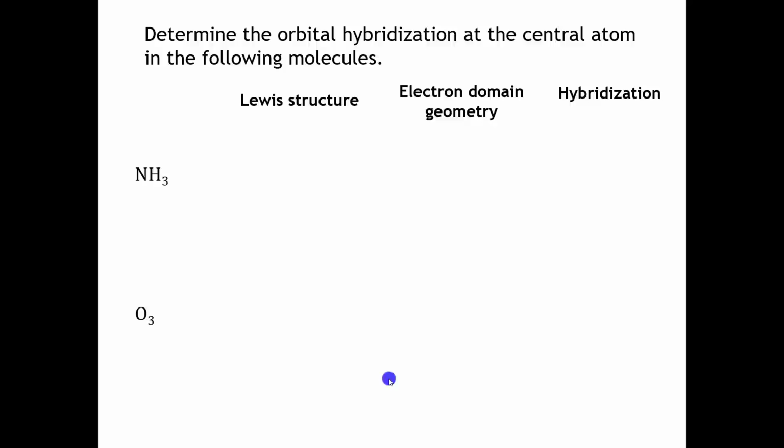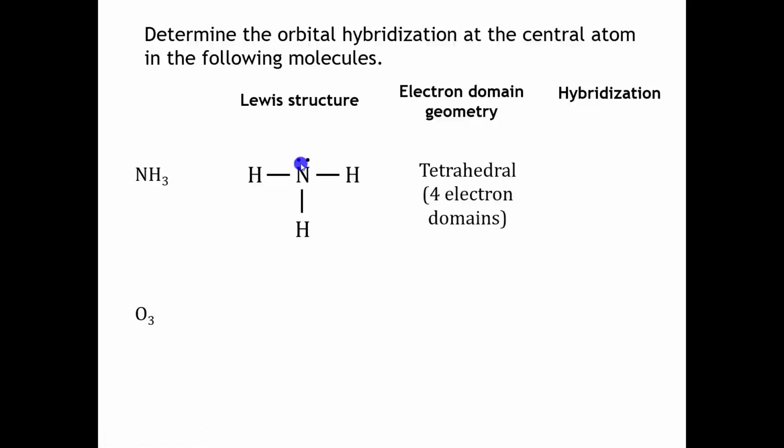Okay, welcome back. Let me walk you through the answers and see if they agree with what you worked out on your own. Let's start with the ammonia molecule. So the Lewis structure for NH3 is shown here. This molecule has 8 valence electrons. So we get 3 bonds to the central nitrogen atom and 1 non-bonding electron lone pair. That means the electron domain geometry at nitrogen is tetrahedral because there are 4 electron domains. And therefore, the hybridization must be sp3.